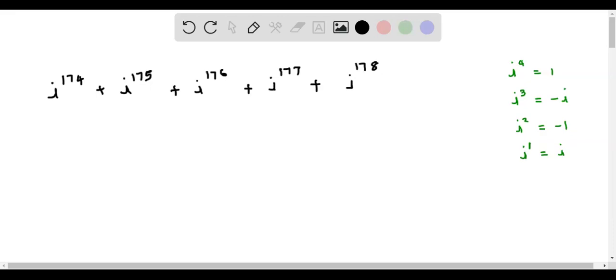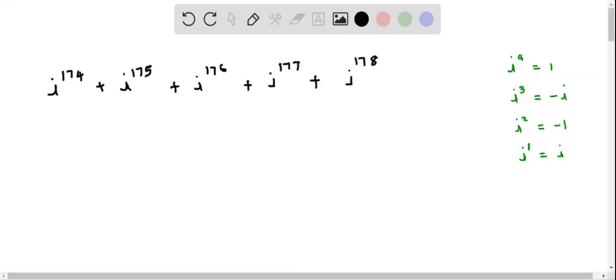Let's now determine the value of this complex number expression involving the powers of i. For this, I'm going to use the facts about complex numbers, that is, i raised to the power of 4 equals 1, i cubed equals negative i, i squared equals negative 1, and i raised to the power of 1 equals i. So first, let me rewrite this expression, that is i raised to the power of 174.